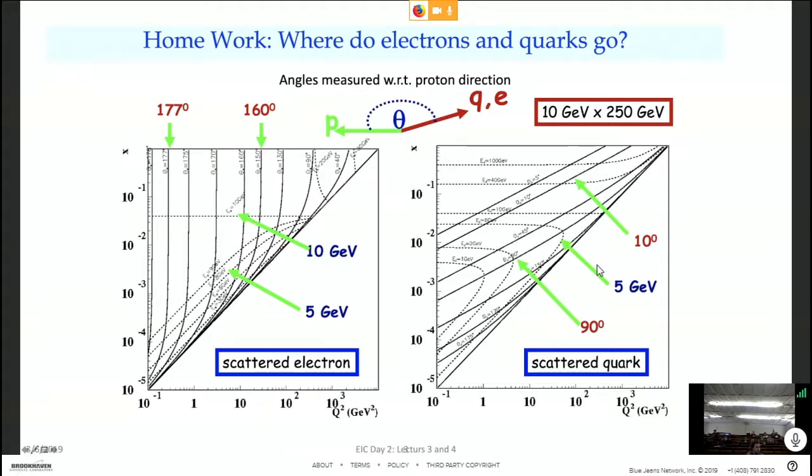And then here is an energy of the electron which is 20 GeV. One might ask, where did the electron gain energy? Well, it's simple, because it hit a very high x quark. You are in the region of very high x here.